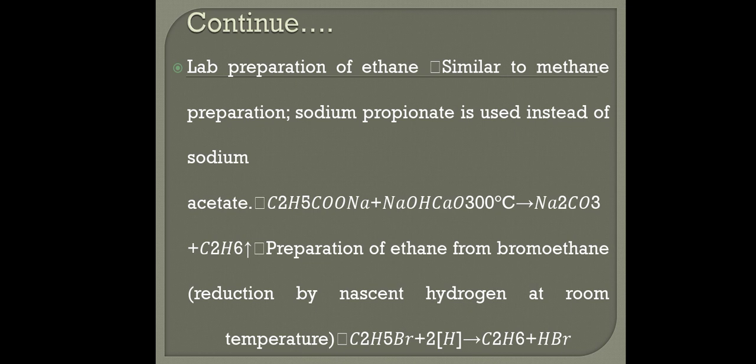Lab preparation of ethane. Similar to methane preparation, sodium propanoate is used instead of sodium acetate. So this is the reaction. Preparation of ethane from bromoethane, reduction by nascent hydrogen at room temperature. C2H5Br plus 2H gives C2H6 plus HBr.